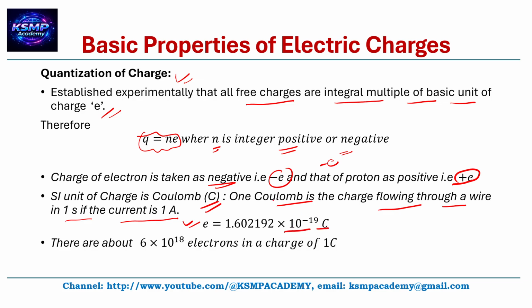And we can find the number of electrons in 1 Coulomb of charge, and there are approximately 6 into 10 to the power 18. So in 1 Coulomb of charge, there are 6 into 10 to the power 18 electrons. That can be established and can be calculated.